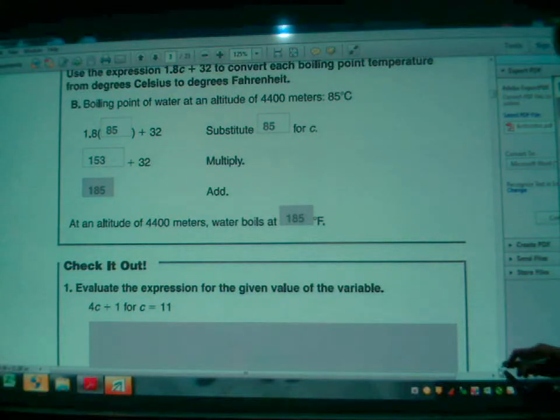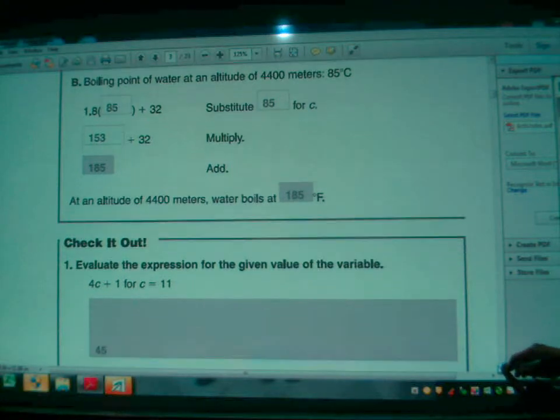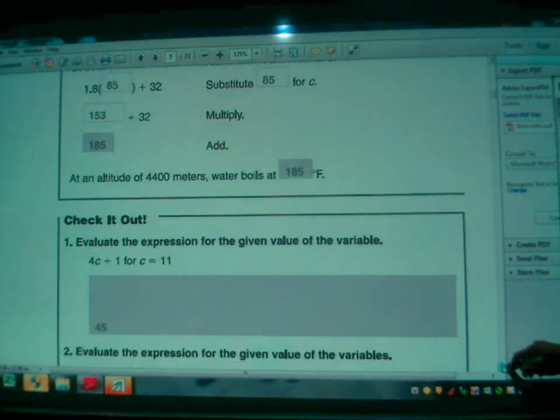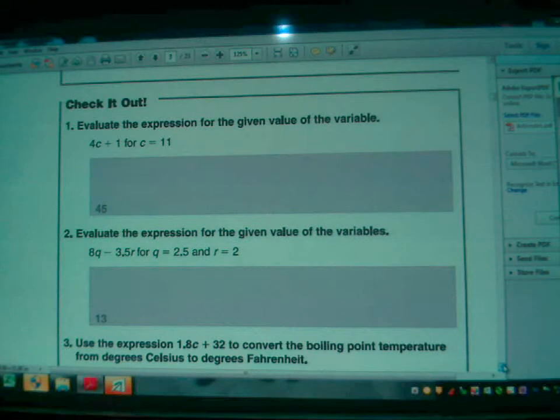Okay, let's go ahead and take a look at the check it out problems here at the end of this presentation. So you can see we've got a couple here. We'll start off with number 1. It's asking us to evaluate the expression for the given value of the variable. And it says 4c plus 1 for c equals 11. So do you remember what to do here?